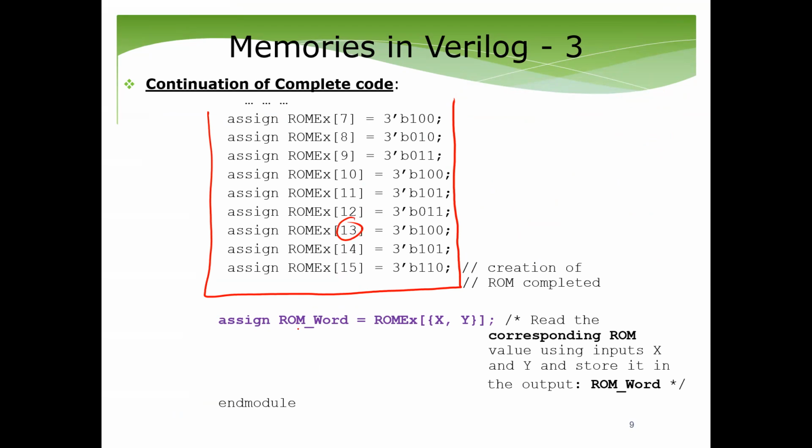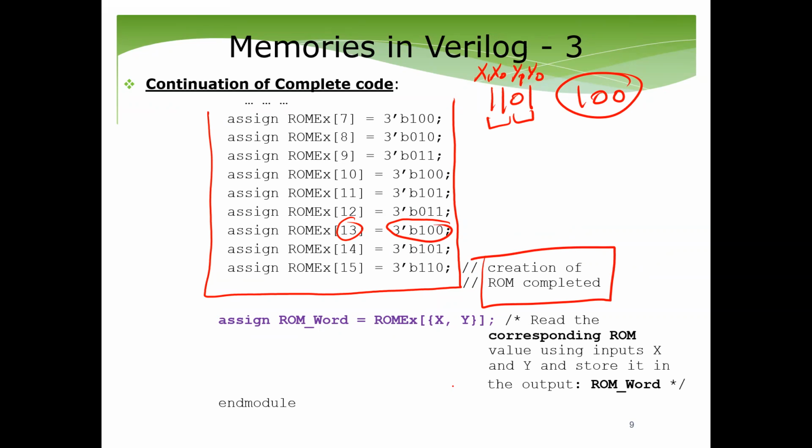Take this for example, rom x of 13. 13 is 1101. So since this is x and y, that's going to be 3 plus 1, which is equal to 4. That means my output should be 4. So this ROM location has to store this value, and this is what we're doing. Okay? So here the creation of the ROM is completed.